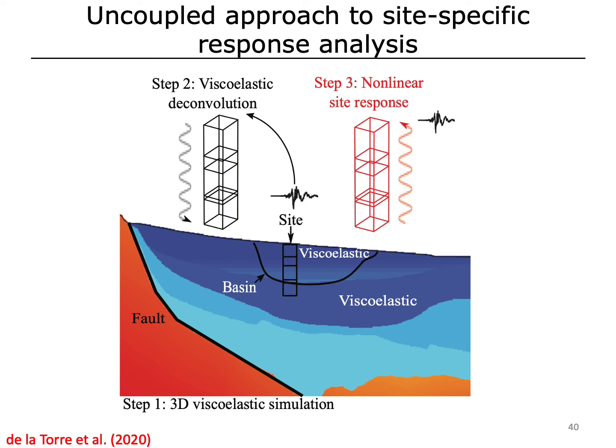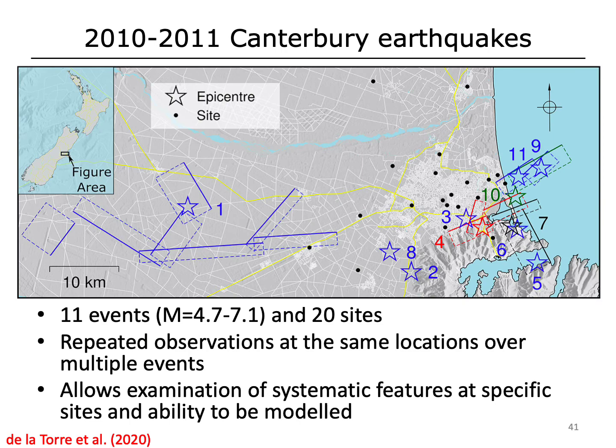So instead we perform the simulation without detailed site response in the first step. We then deconvolve the ground motion to the base of some reference condition within the sedimentary deposit, and then in the third step we actually perform convolution using now a much more granular representation of the site response.